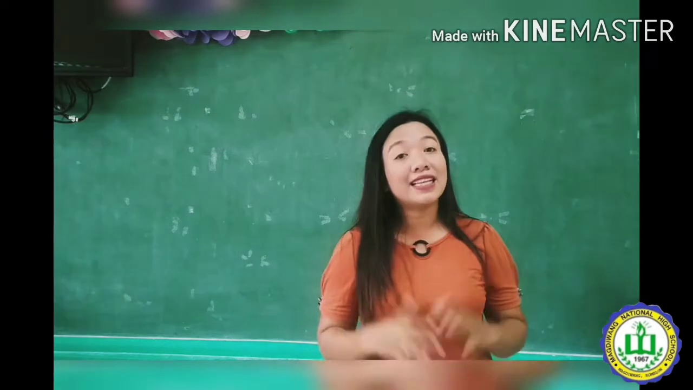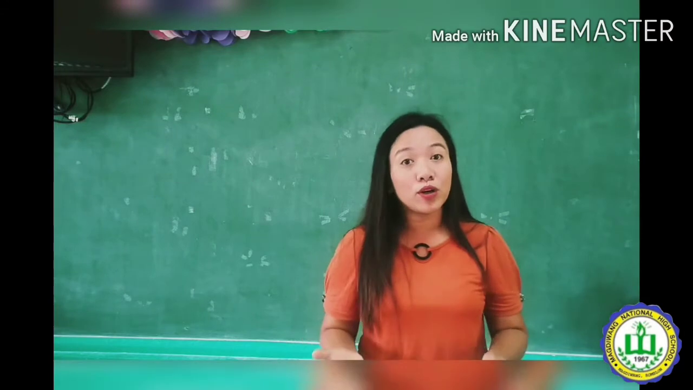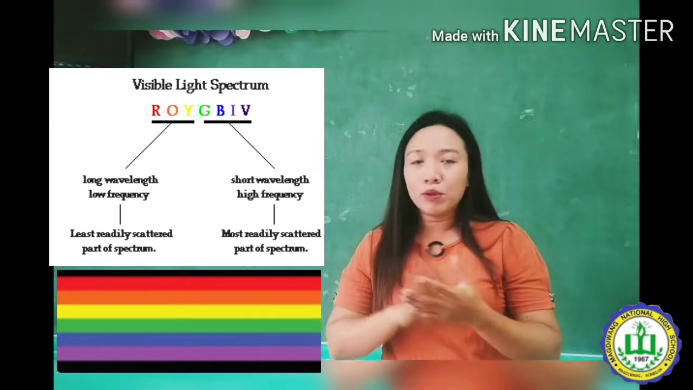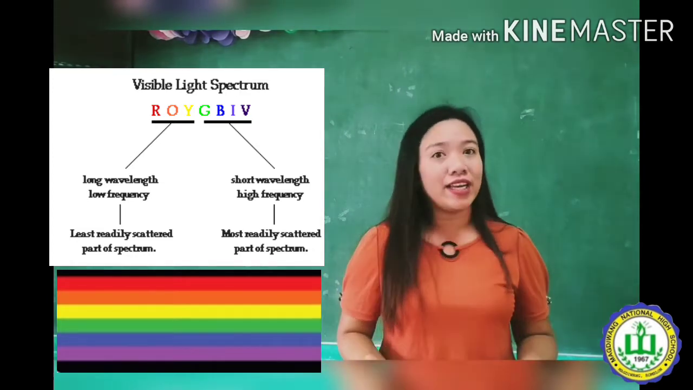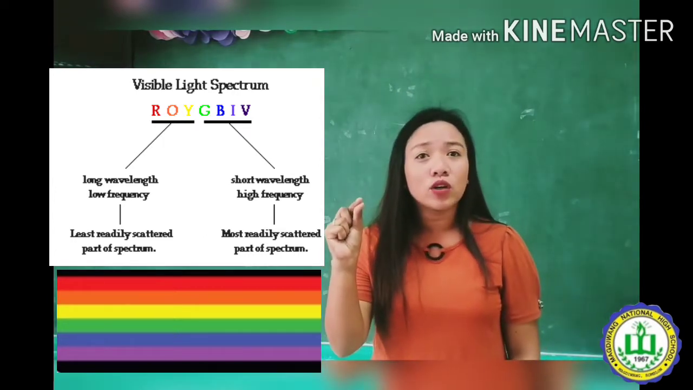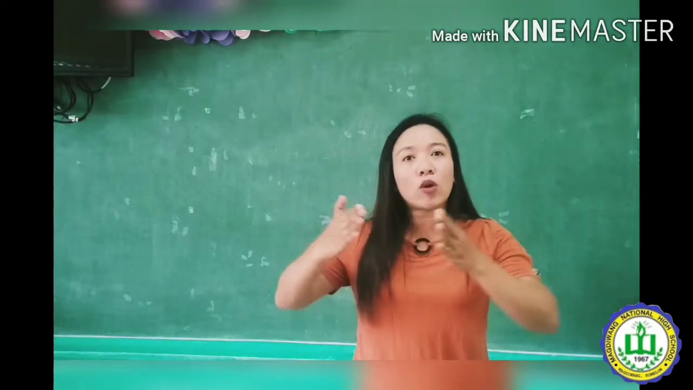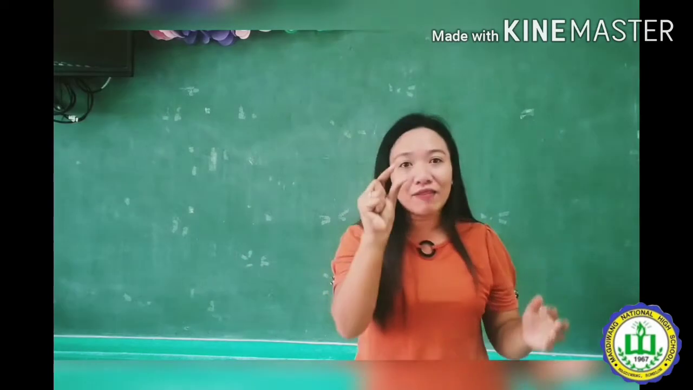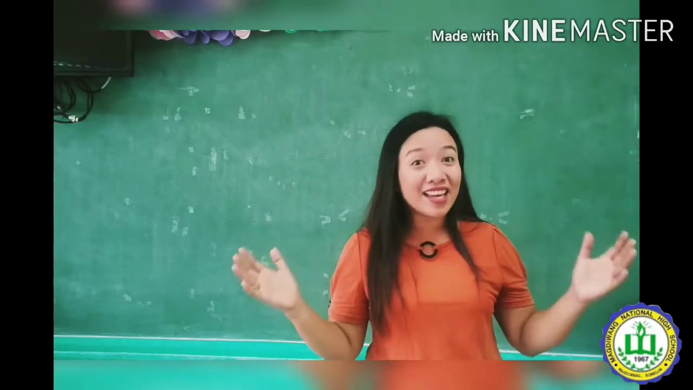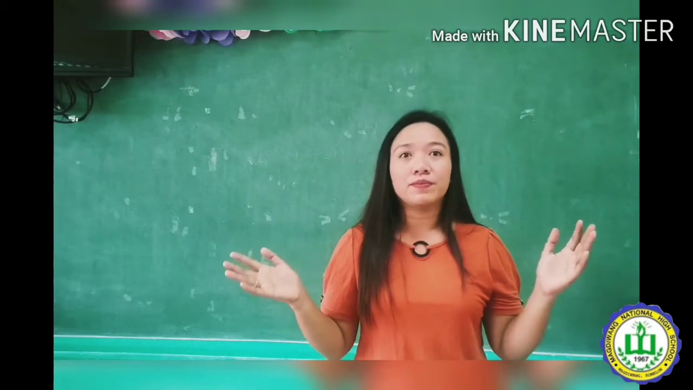To be continued, the light we can see is made up of individual colors of the rainbow. As we all know, the colors of the rainbow are red, orange, yellow, green, blue, indigo, violet, di ba? The Roy G. Biv. So this represents only a very small part of the electromagnetic spectrum. Say for example, ganito kahaba yung klase ng lights. Ang visible light is just a small part of it. So imagine, ang dami nating hindi nakikita, di ba? Ang dami nating hindi kayang makonceive.